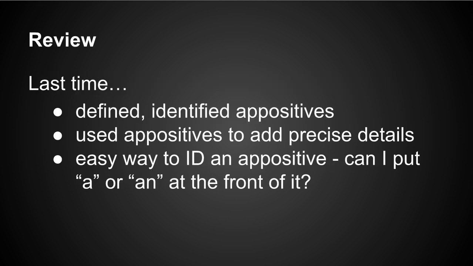So last time in the third video we talked about appositives. We defined them, you learned to identify them, and you used appositives to add precise details to your sentences. Later on in class, we also talked about how an easy way to identify an appositive is to ask yourself, can I put a or an at the front of it? If you can, then you have an appositive. If you can't, it's not an appositive.